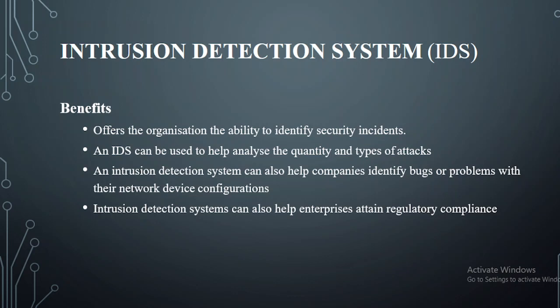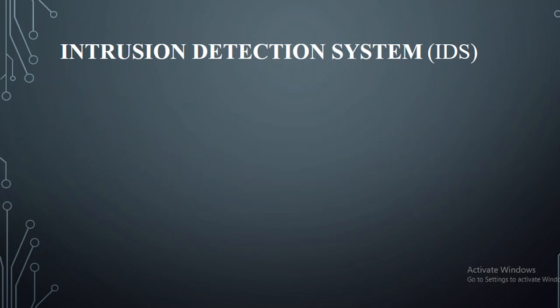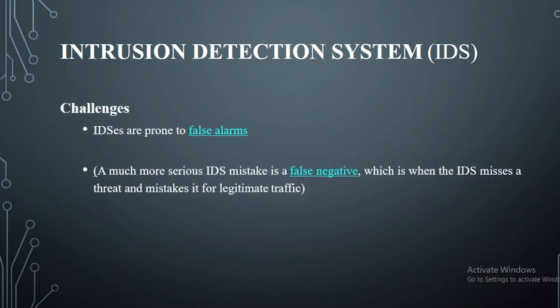An intrusion detection system can also help companies identify bugs or problems with their network devices configuration. I will look into this as we go. Intrusion detection systems can also help enterprises attain regulated compliance in companies where there are some rules and regulations which companies are supposed to comply with in regards to their system securities. These IDS can help to comply.